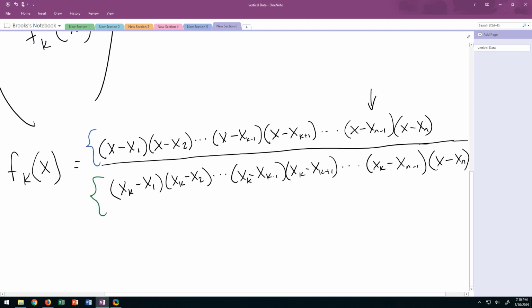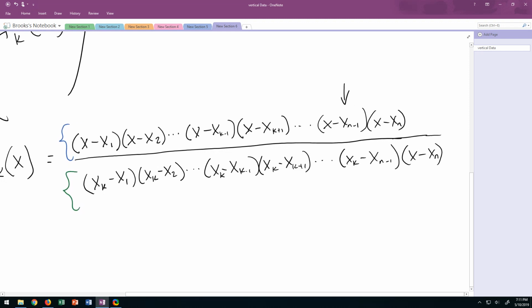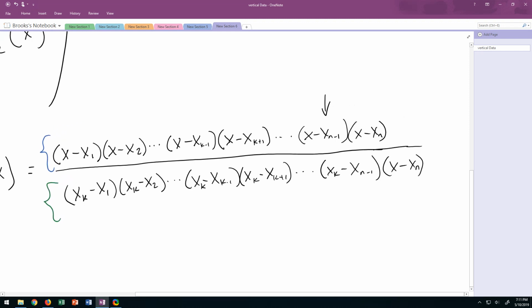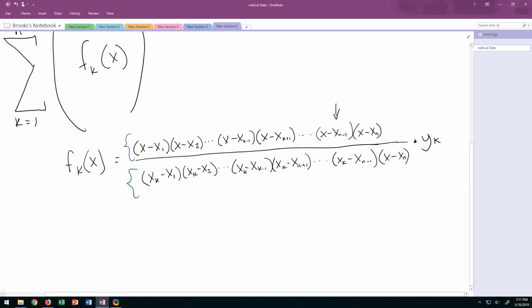Okay, holy moly. Not quite done. We only need one more thing. We have our blue chunk and green chunk, and together they have zeros at all x values that are in the data set, except for x sub k. And when evaluated at x sub k, the blue chunk and green chunk together equal 1. So all I have to do now is multiply by my desired y value, which is y sub k, which is a nice anticlimactic climax for those of you who like climaxes.